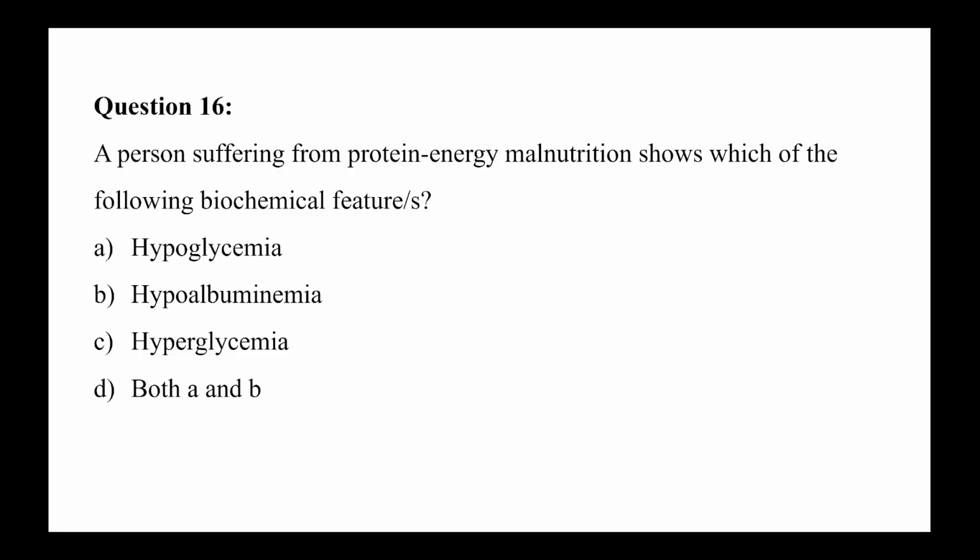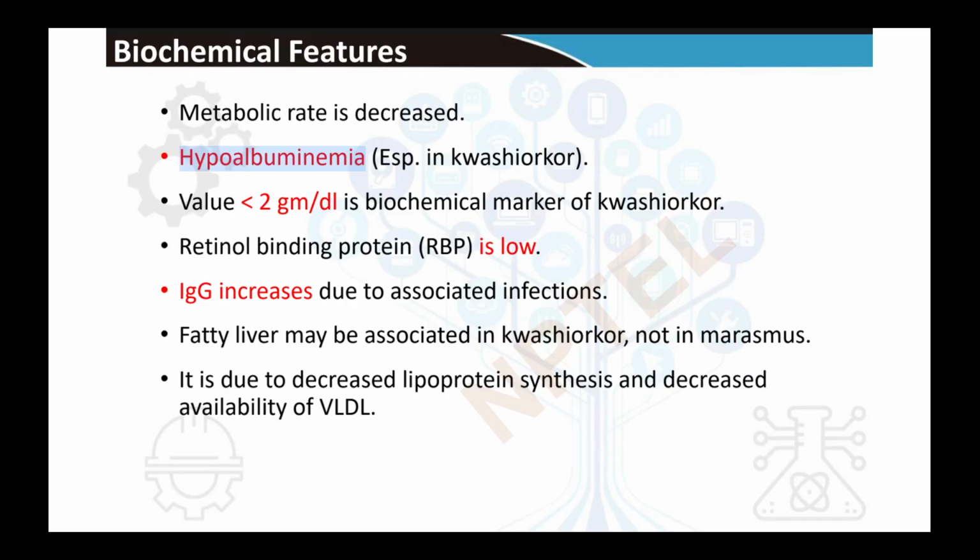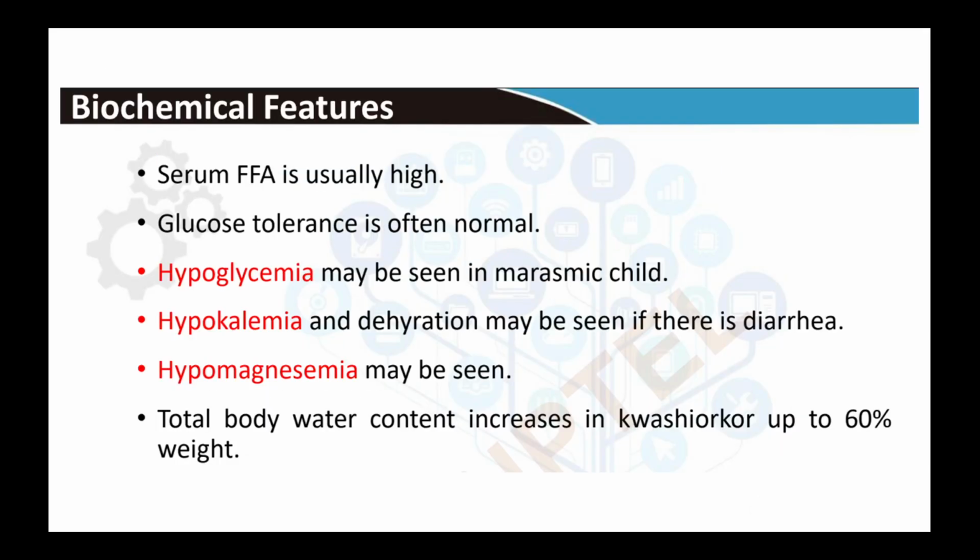Then the next question was: a person suffering from protein energy malnutrition shows which of the following biochemical features? Hypoglycemia, hyperglycemia, it's both A and B, ma'am. Yes. In protein energy malnutrition, hypoalbuminemia and hypoglycemia are common biochemical features, along with hypokalemia and hypomagnesemia. Okay.